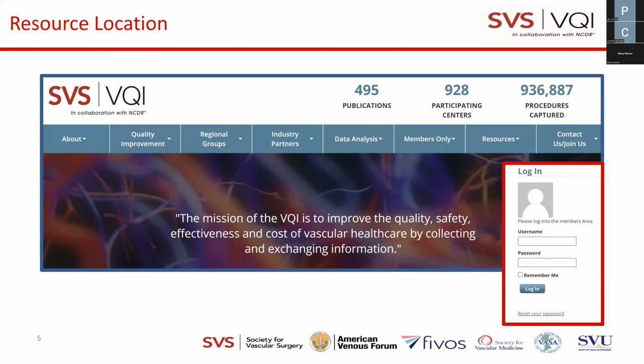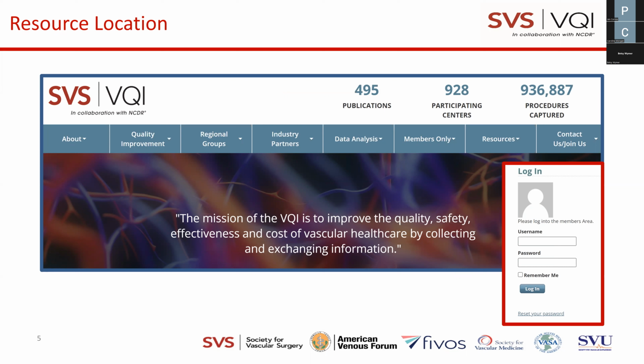So now that I've shared a few of our QI resources, I want to show you where these are located. So simply log into www.vqi.org and then make sure that you're signed into the members only section, which is located on the right-hand navigation.